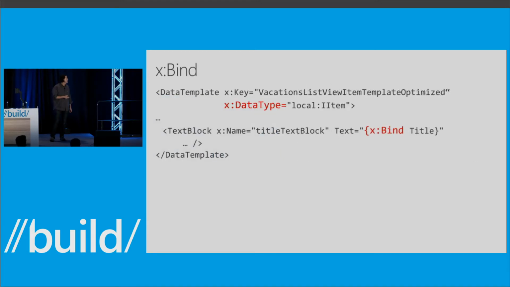So here's an example of x:Bind in practice. Historically, I would have a data context somewhere up above this object. Now I specify a data type. So I tell the compiler, hey, everything beneath this is using this data type. I'm using an interface right here. And then in the text block, historically, I would have said curly brace Binding Title. Now I say x:Bind Title. So we're code-genning at compile time, setting the text property to IItem.Title. Huge for performance.